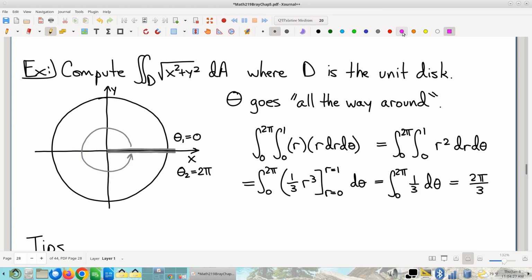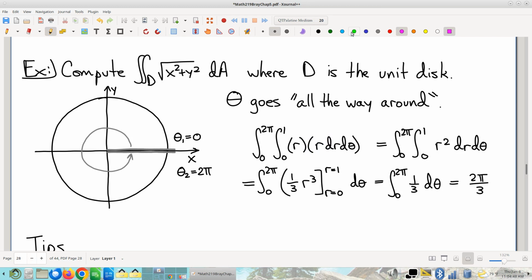I emphasize, don't forget the r stretching factor. Hugely important. So easy to forget. So make sure to put a special focus on making sure you remember it. I'll come back to that again in just a moment.